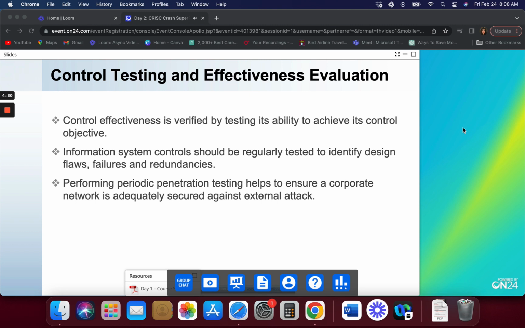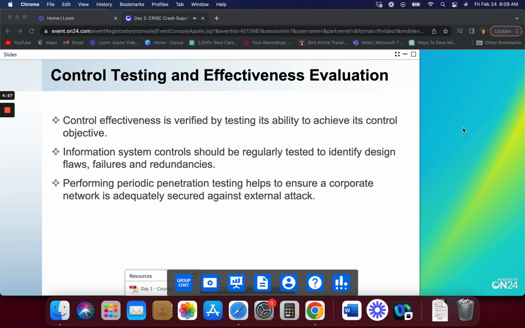How well the control works. If it accomplishes its goal, the control objective, it's verified by testing its ability to achieve that control objective, and then we would know it was effective. Information systems controls, again, are regularly tested to identify any potential design flaws, failures, redundancies, but that's where we find out whether or not the control doesn't work and why.